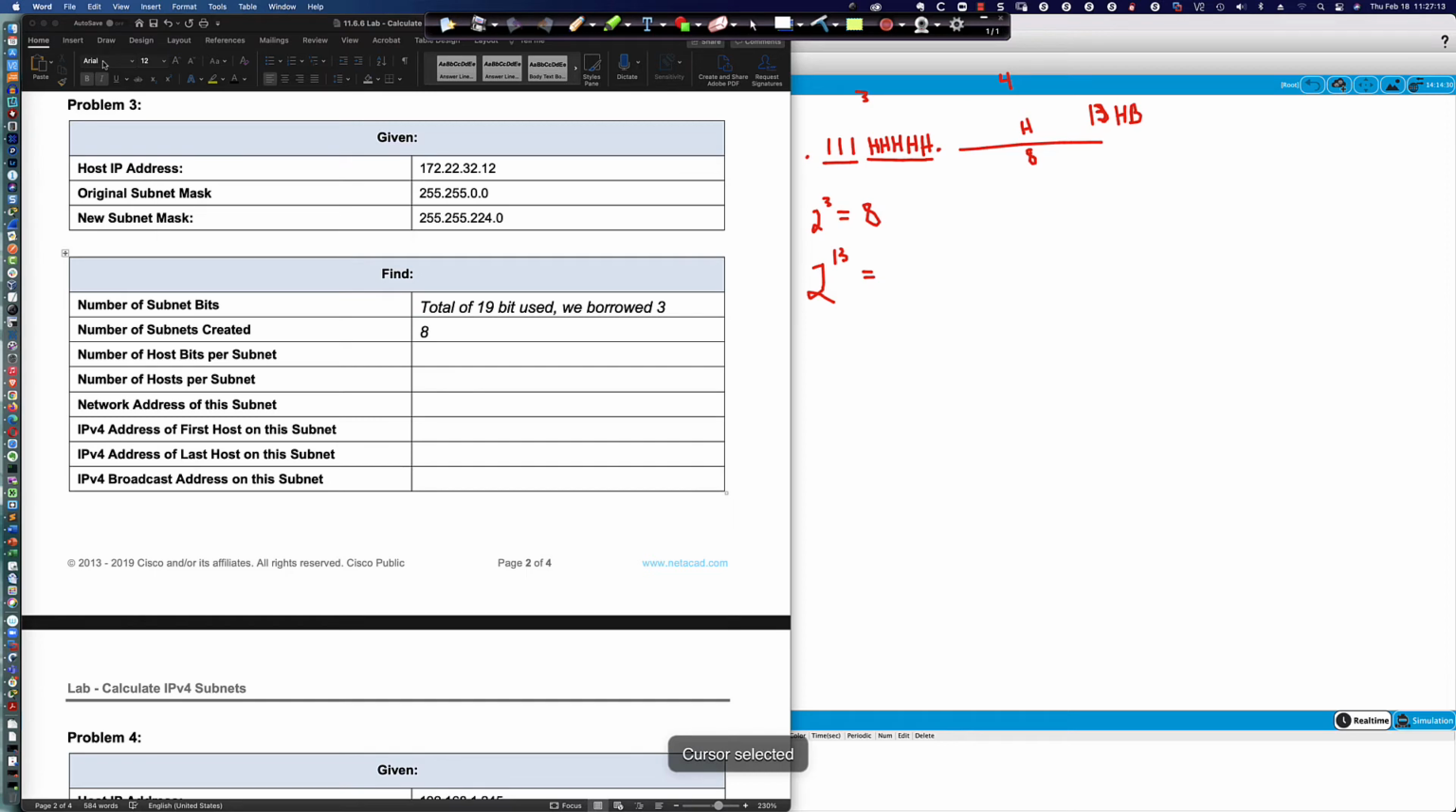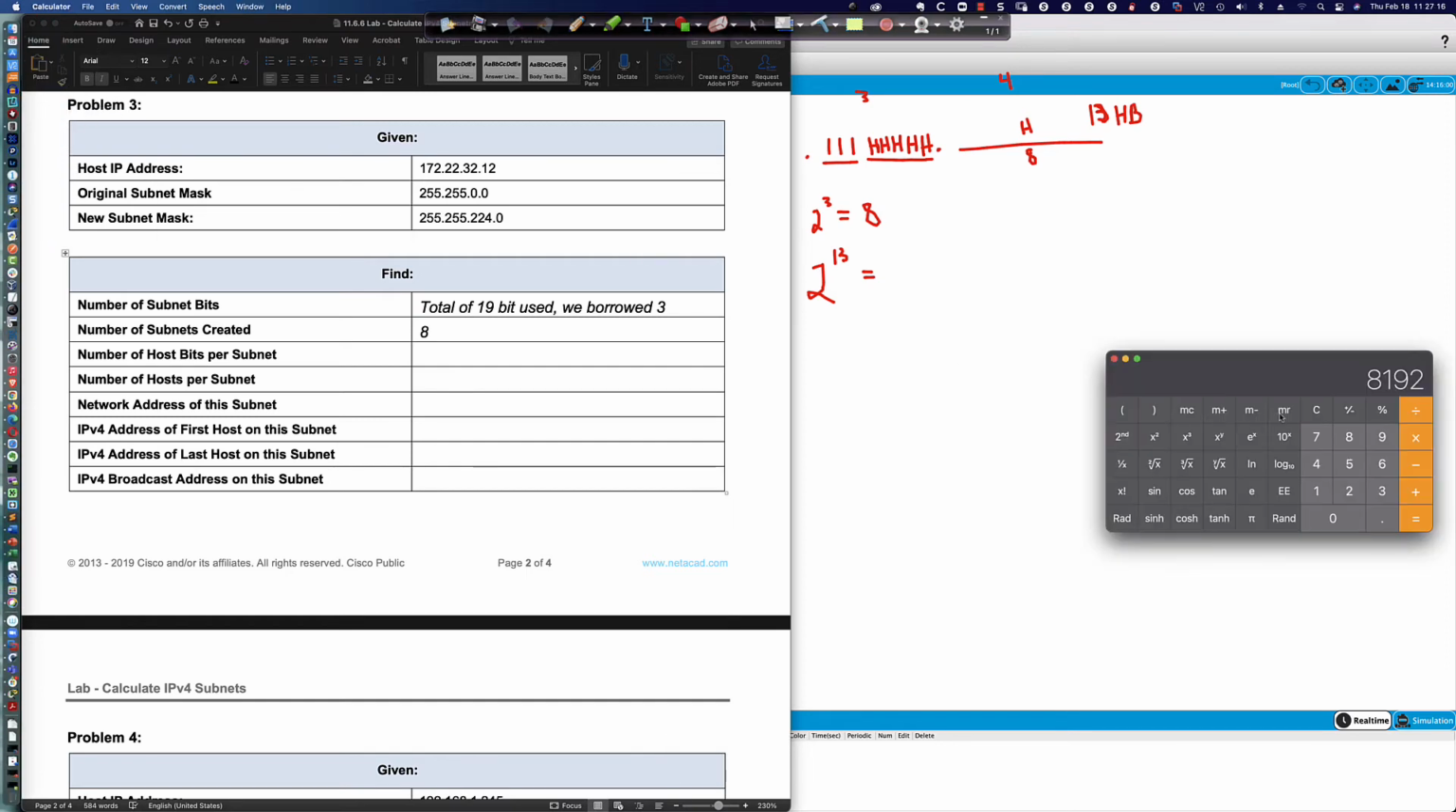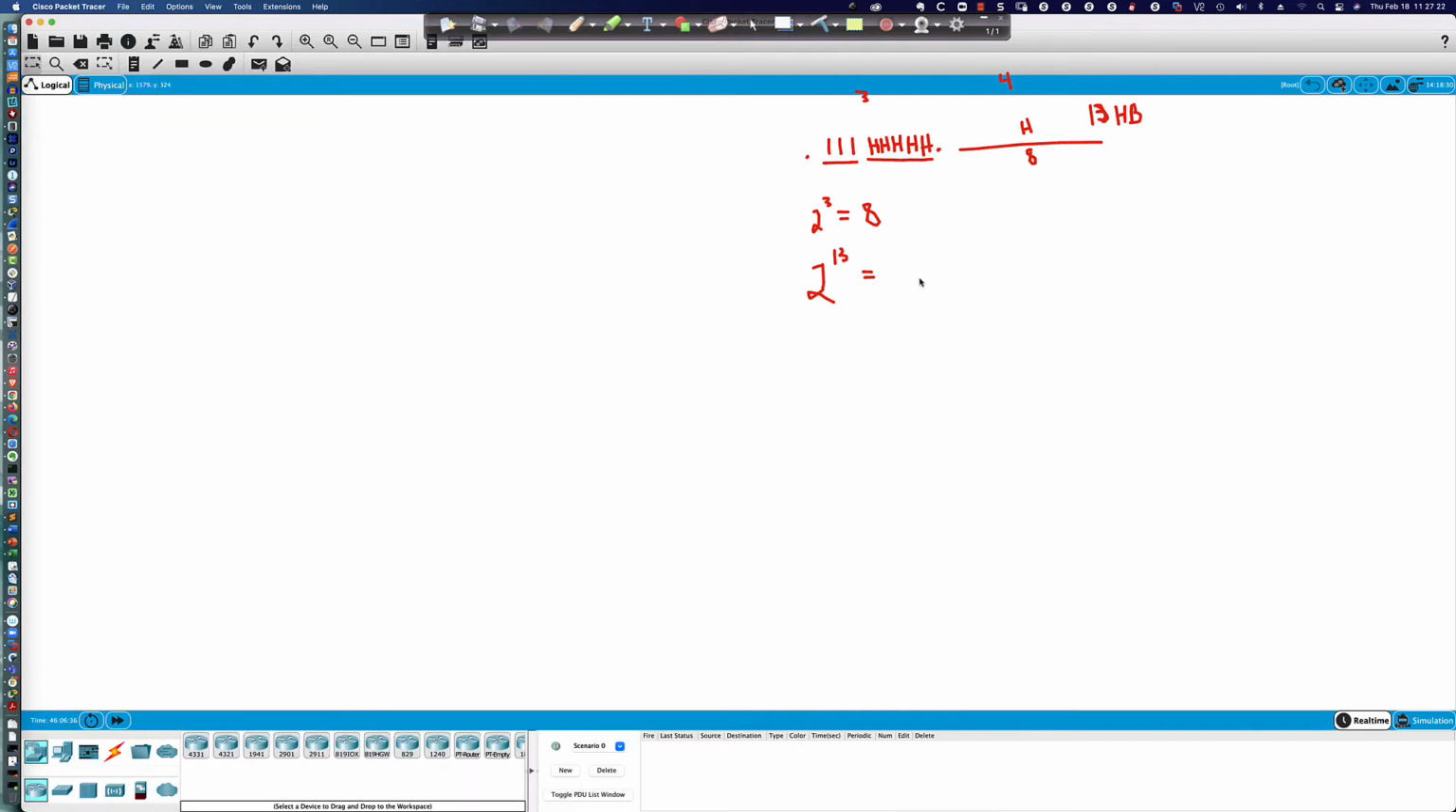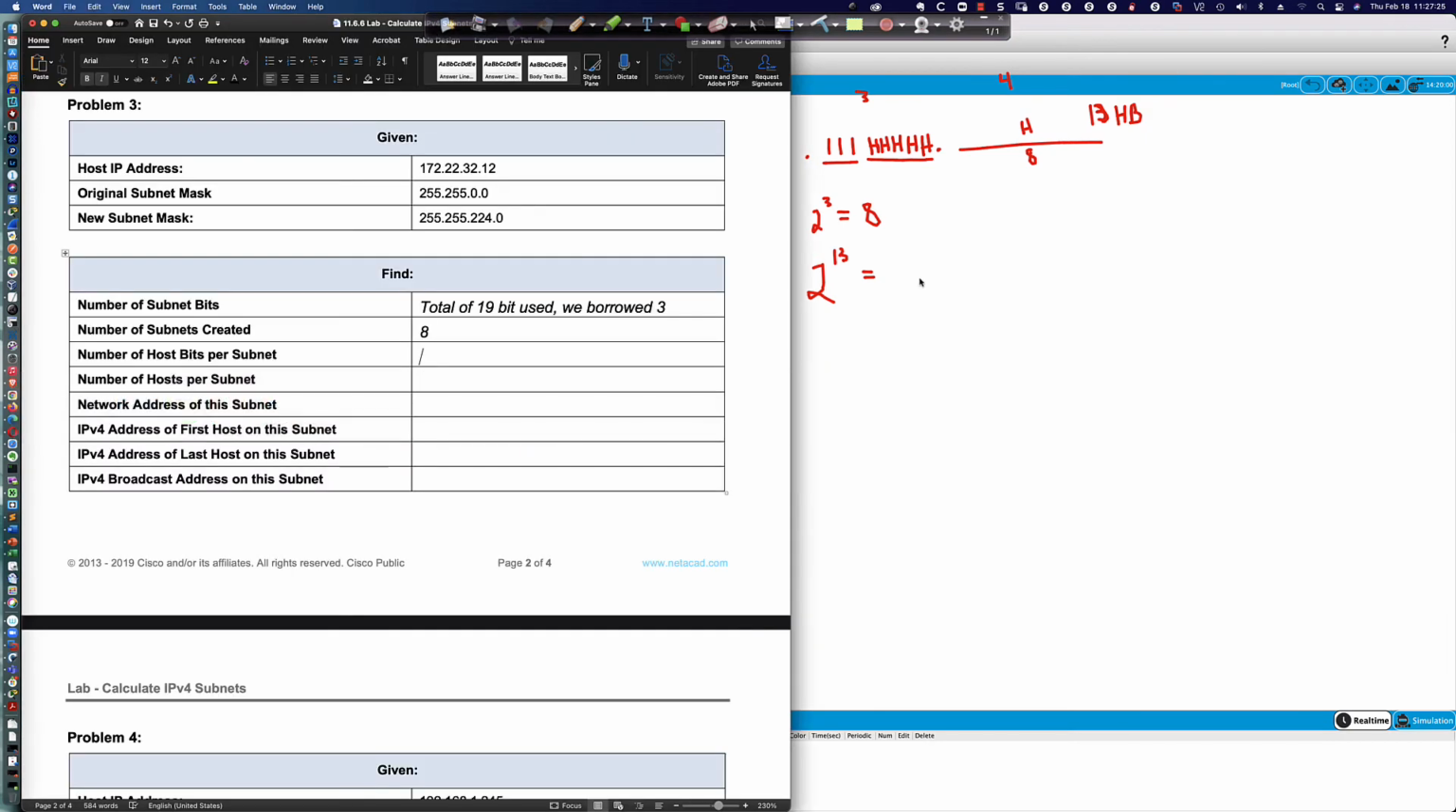Let's get our calculator out here and confirm. So if I say 2 raised to the 13, we end up with 8192. So 8,192 total IPs per subnet. Usable IPs, we have to subtract 2 for the subnet ID and the broadcast address, leaving me with 8,190. Still a pretty good size subnet. So total number of host bits per subnet, there's going to be 13 host bits.